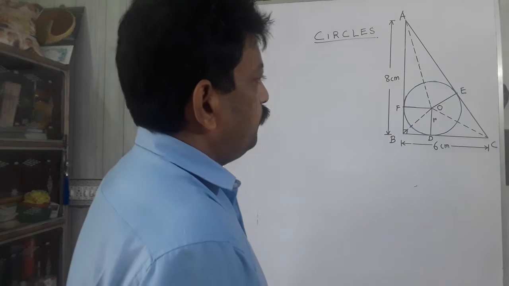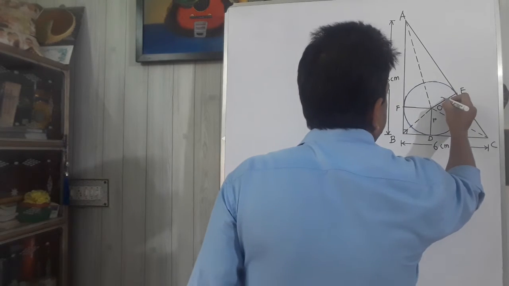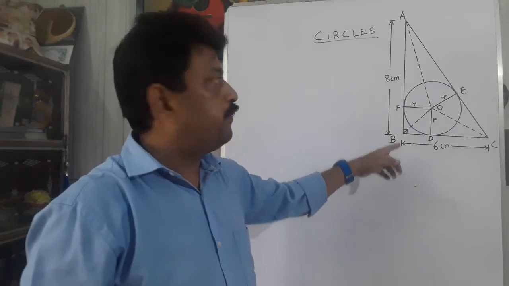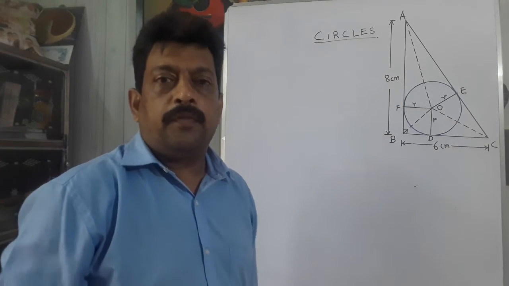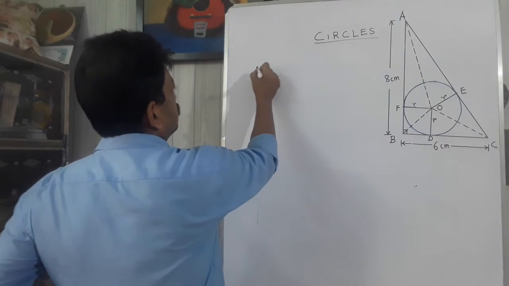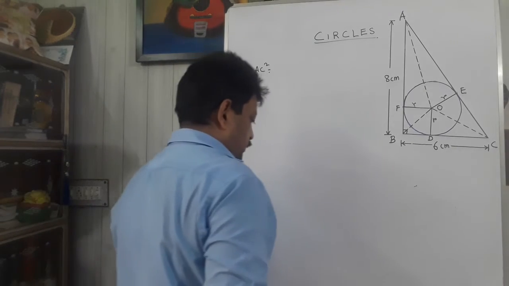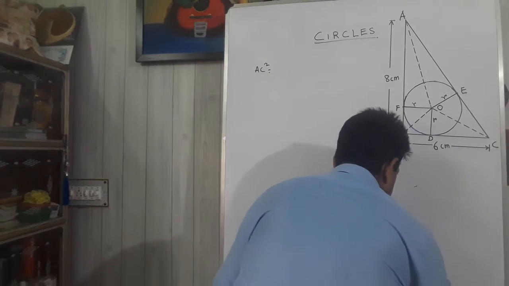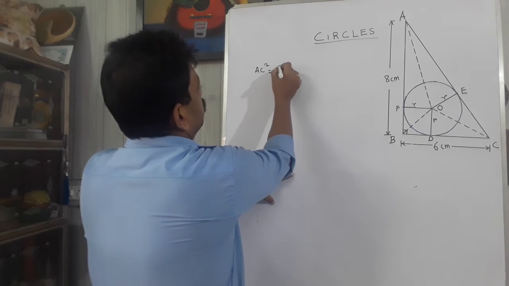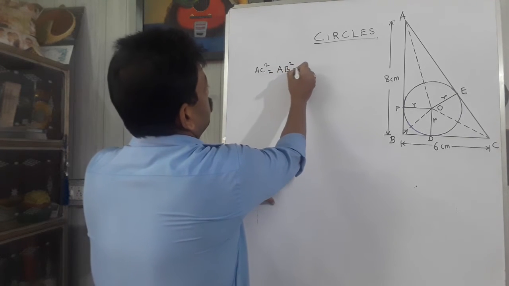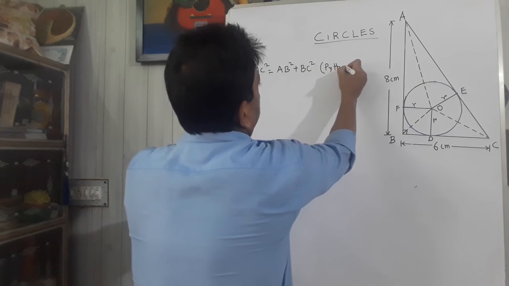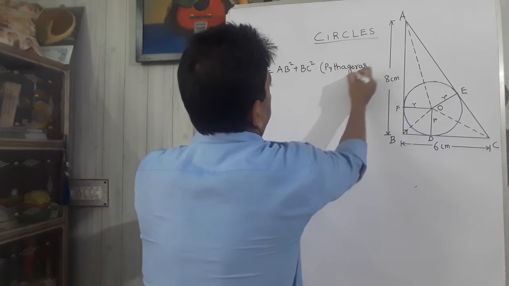Now these are all the radius. So using Pythagoras theorem, first of all I have to find the length AC. Since AC is the hypotenuse, AC square equals AB square plus BC square according to Pythagoras theorem. Here we have to write the name of the theorem, that is Pythagoras theorem.